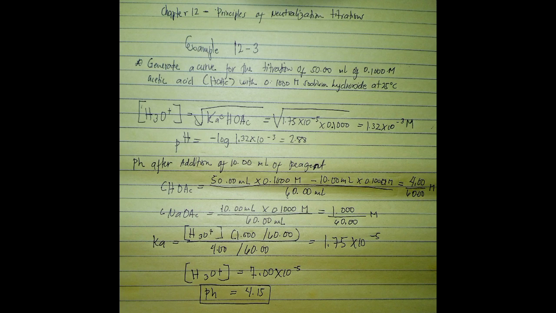So therefore 7.00 times 10 raised to negative 5. So the answer, which is the final result of pH, is 4.15. As you can see here in the table, we have the 4.15. So these are the changes in pH during the titration of a weak acid with a strong base. So here is the final result that we got from our problem.